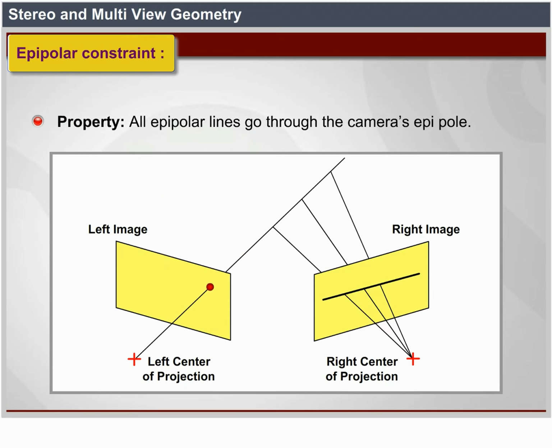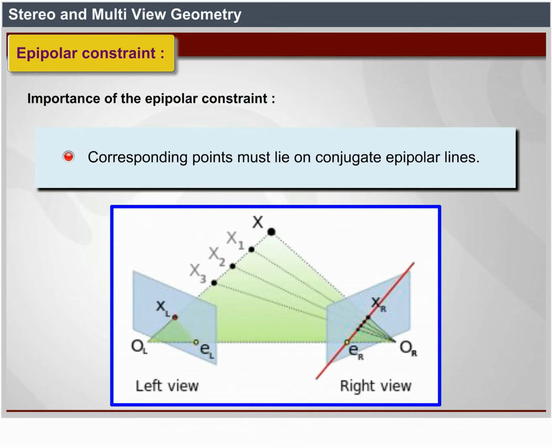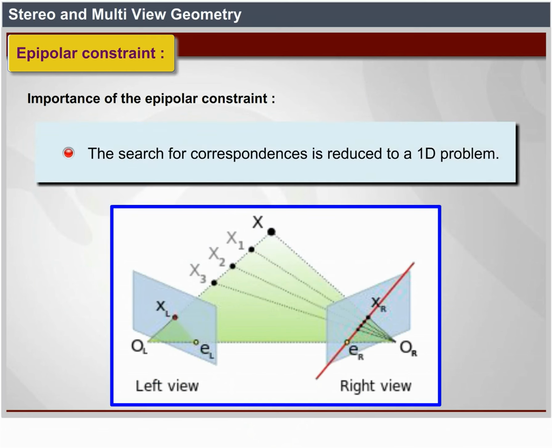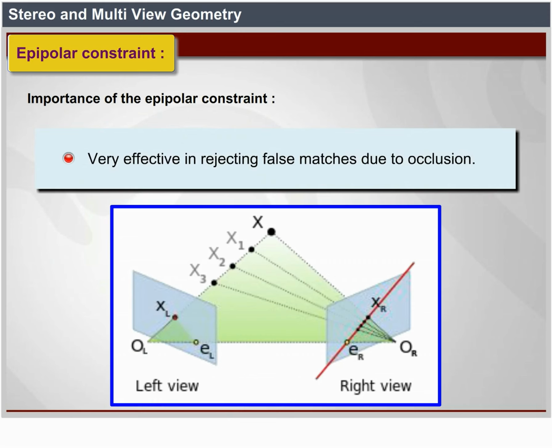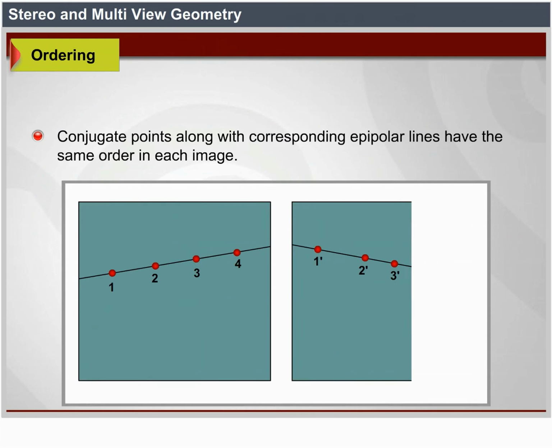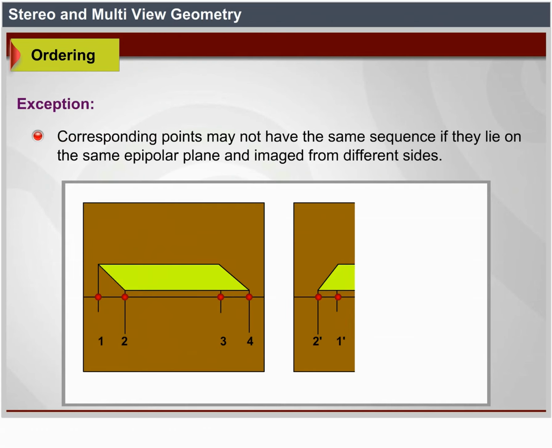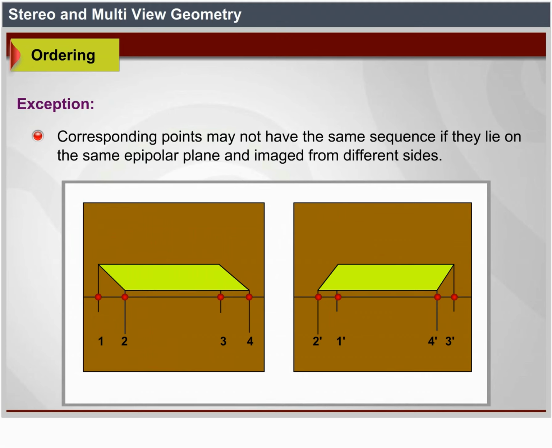Importance of the epipolar constraint. Corresponding points must lie on conjugate epipolar lines. The search for correspondences is reduced to a 1D problem. It is very effective in rejecting false matches due to occlusion. Ordering: conjugate points along corresponding epipolar lines have the same order in each image. Exception: corresponding points may not have the same order if they lie on the same epipolar plane and are imaged from different sides. Estimating the epipolar geometry.